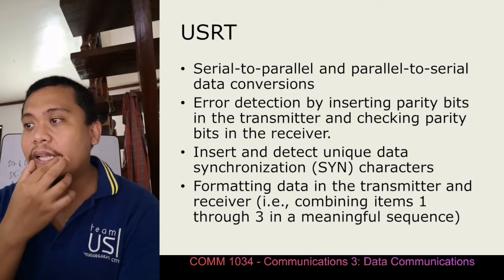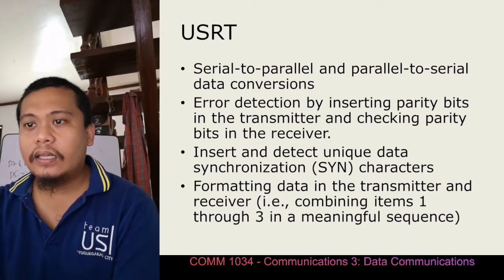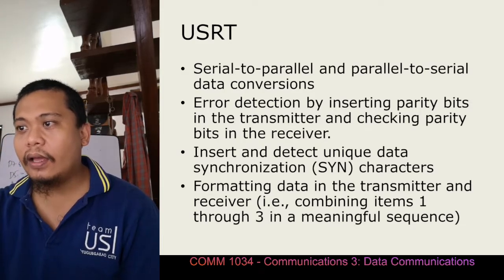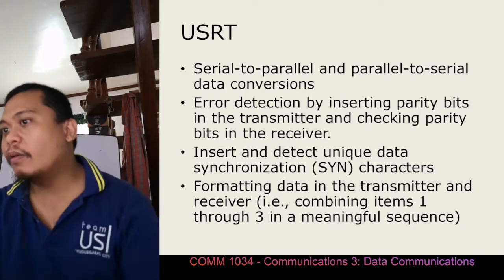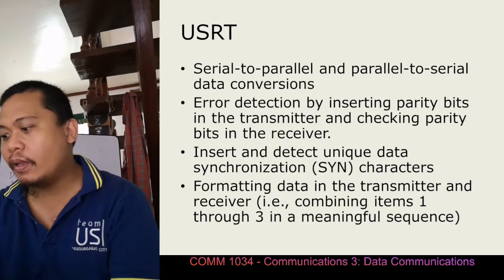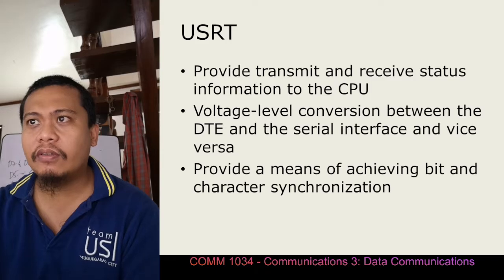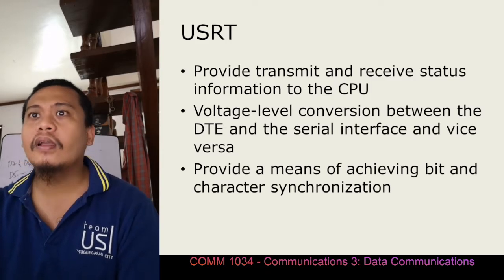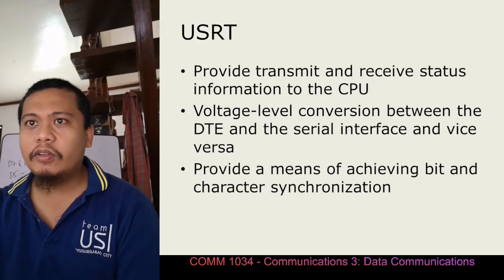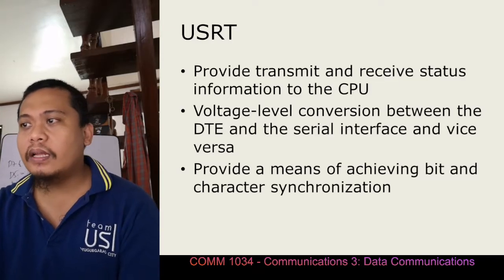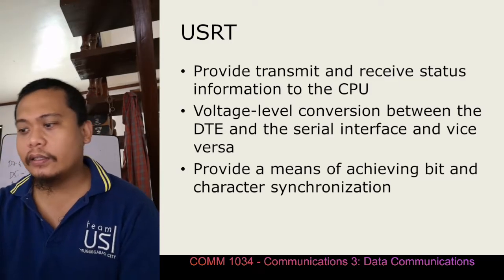Next, formatting data in the transmitter and receiver through items 1 to 3, for example, combining items 1 to 3 in a meaningful sequence. Then provide transmit and receive status information to the CPU. Voltage level conversion between the DTE and the serial interface and vice versa. And provide the means of achieving bit and character synchronization.